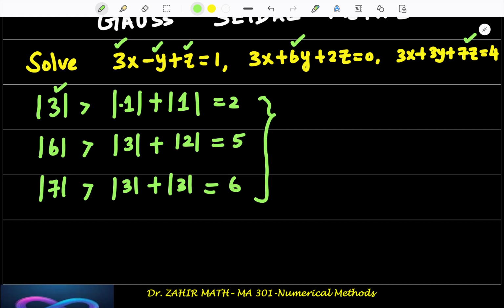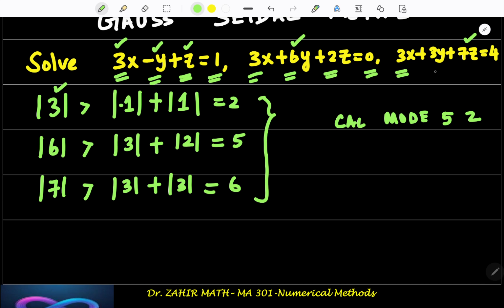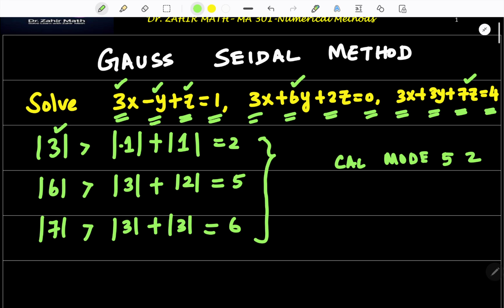Before going to the question, first take your calculator and please press mode 5 and then 2. Give this input: 3, negative 1, 1, equal 1, equal 3, equal 6, equal 2, equal 0, equal 3, equal 3, equal 7, equal 4. So you are going to get the answer: X is equal to, Y is equal to, Z is equal to.